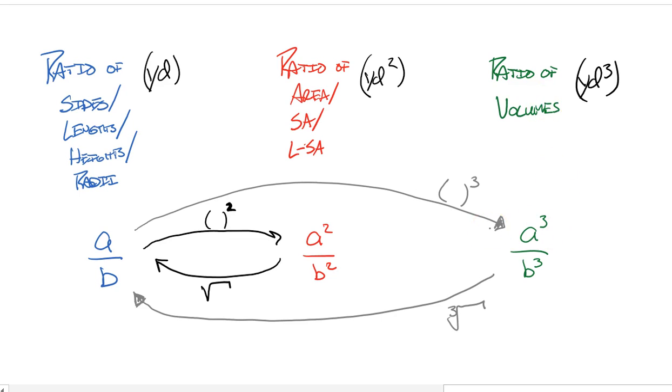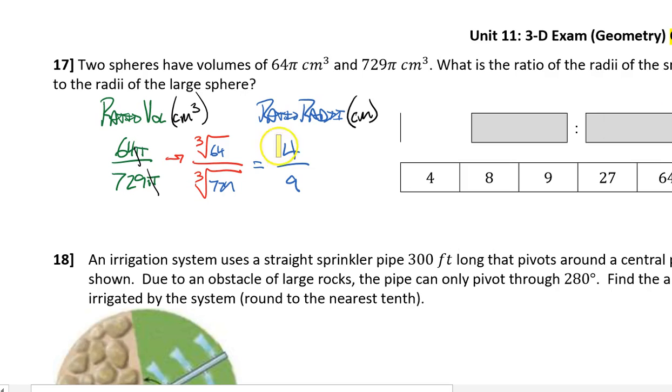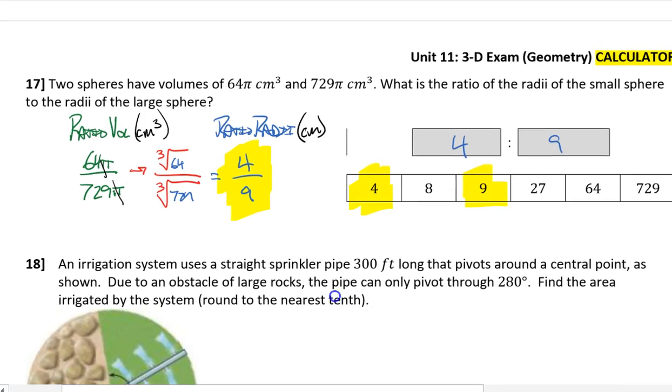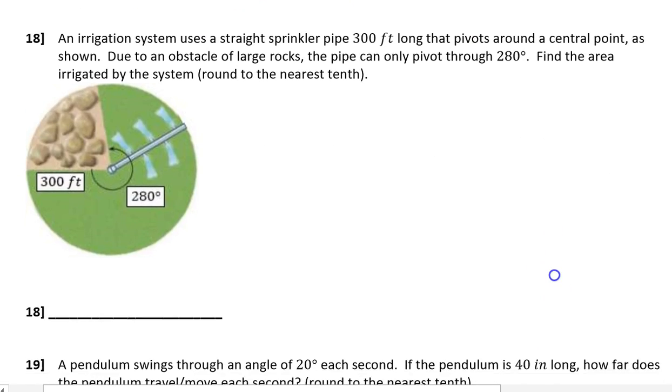So we are going to go ahead and take the cube root of both our numerator and denominator. So cube root of 64 over the cube root of 729 gives us ratio of the radii 4 over 9, 4 to 9 is what we would go ahead and write into our boxes. 4 to 9, or 9 to 4 in this case. Actually, this said the small sphere to the large sphere, so no, we need to go small number 4 to large number 9.